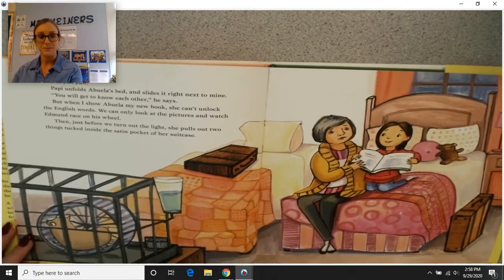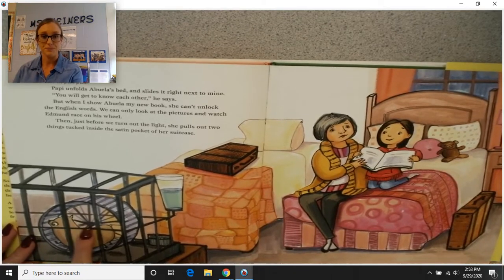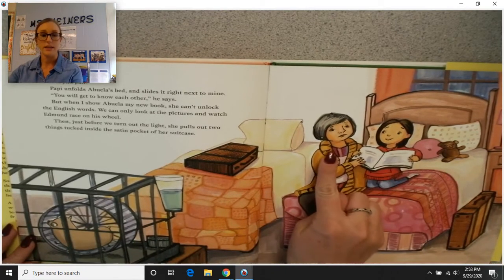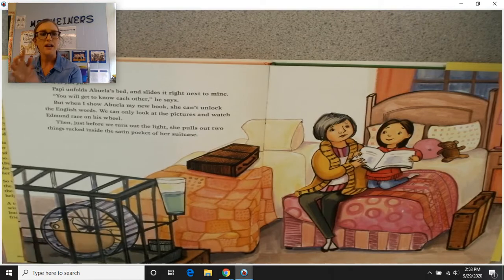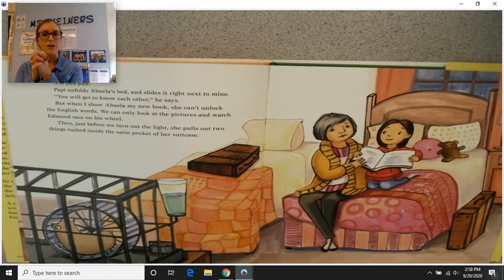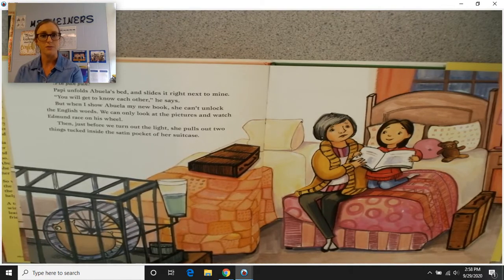So here's Edmund on his wheel. Here's Mia and her abuela. It says she can't unlock the English words. I wonder how that is similar. How can we compare that to our Grandfather Counts story?